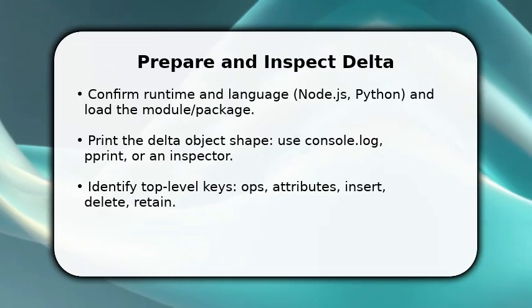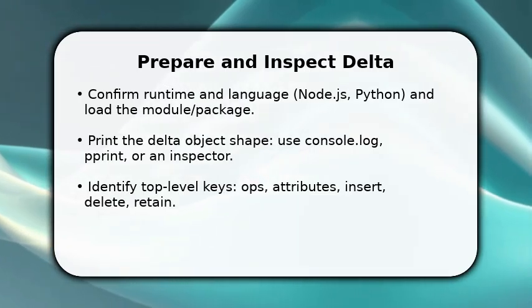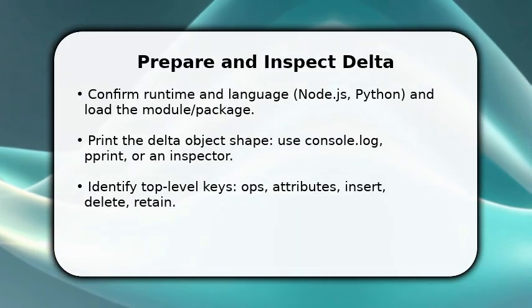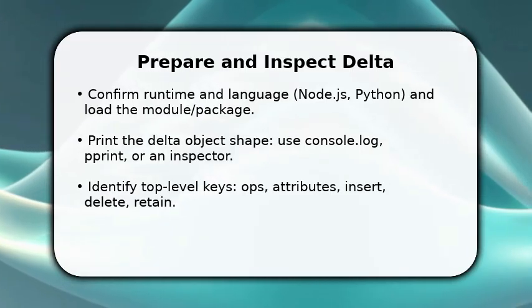Make sure to work on a copy when experimenting to avoid mutating production state. This protects your data while you probe keys and types.